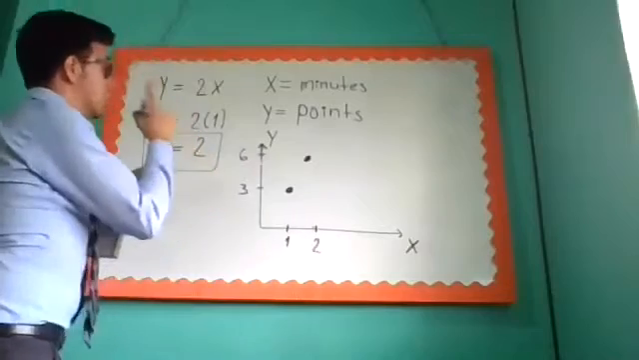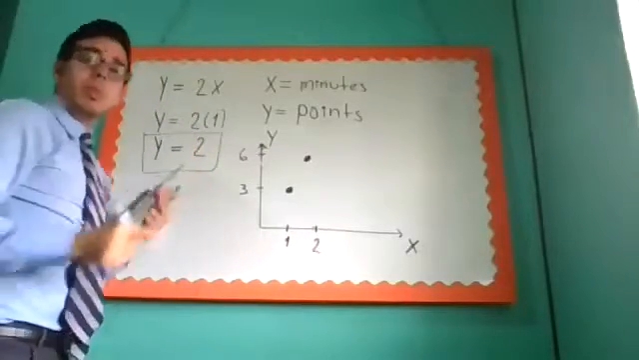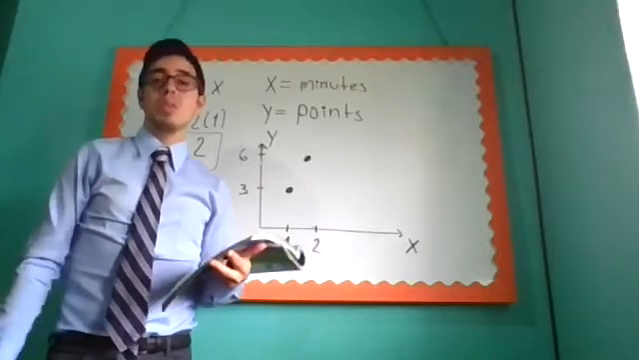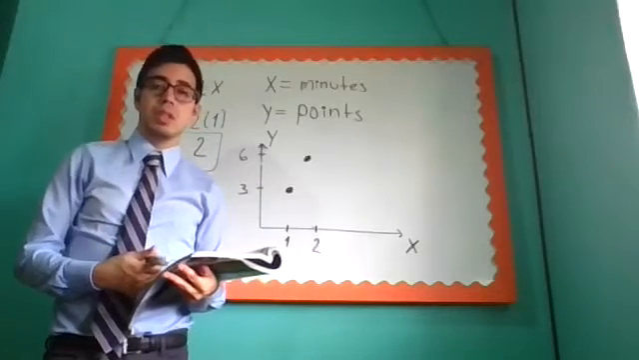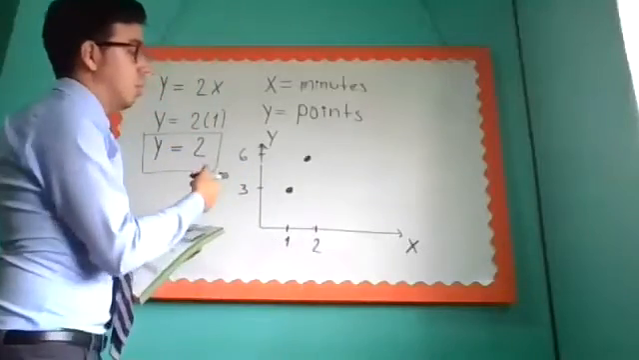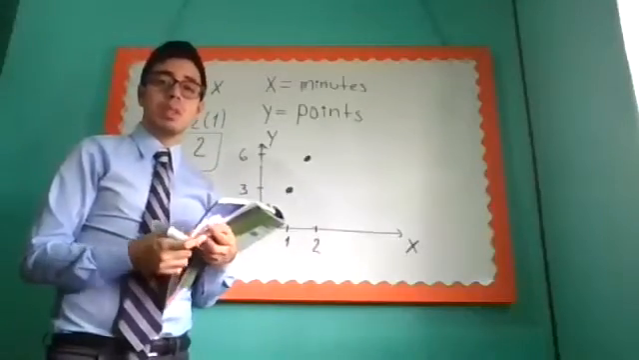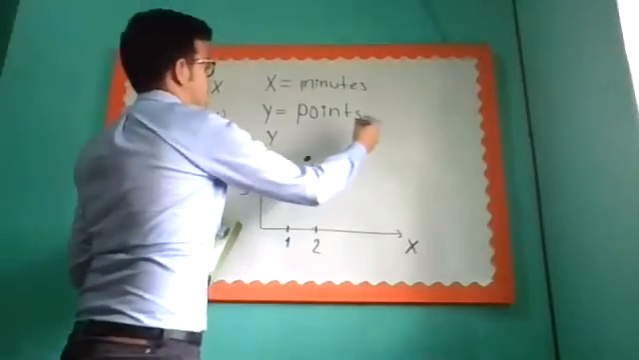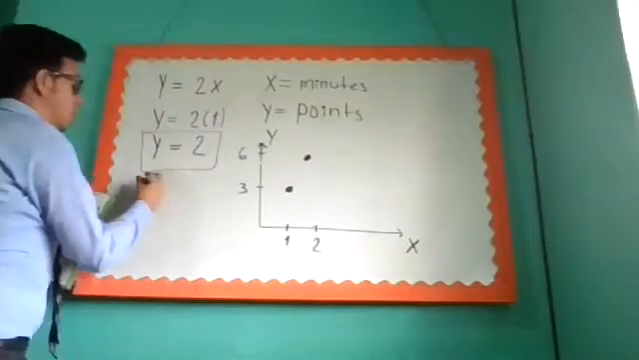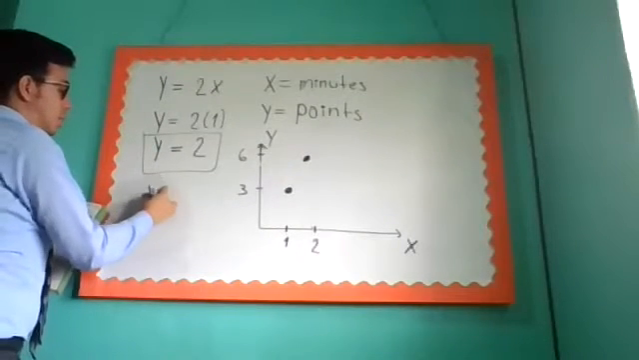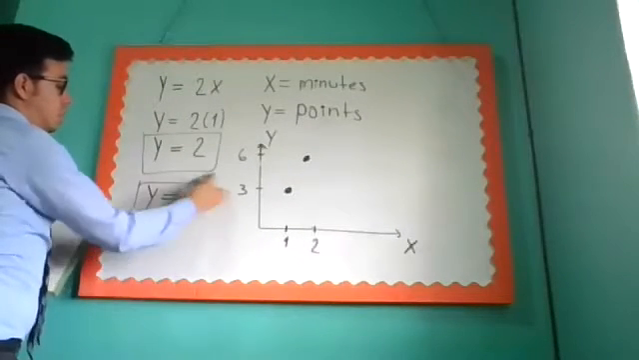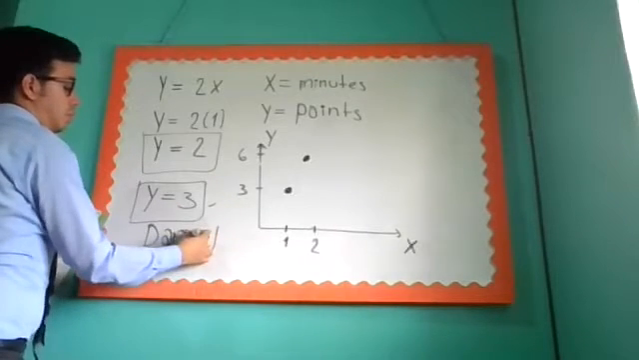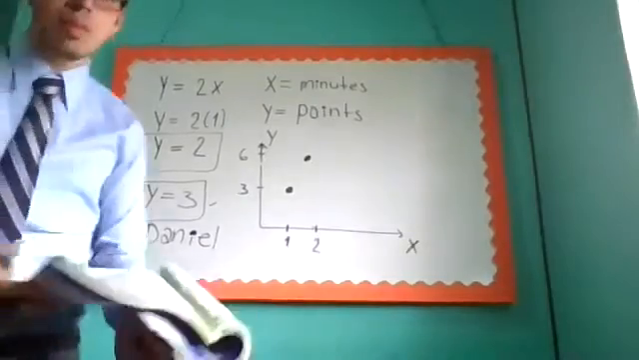So the score for Brianna is 2 points in 1 minute, and for Daniel it is 3 points in 1 minute. Daniel is going to reach the 100 points first because he obtains 1 more point in each minute. Brianna 2 and Daniel 3. Daniel is going to obtain more points.